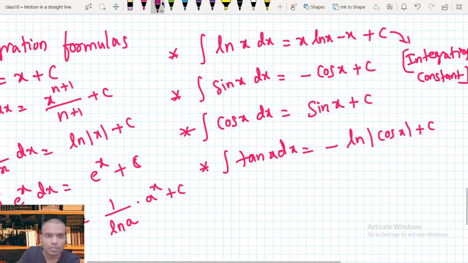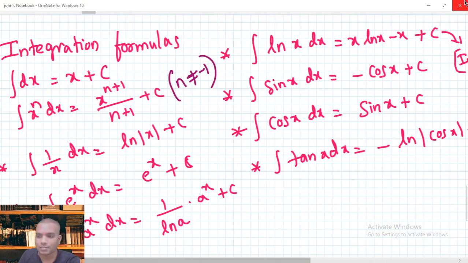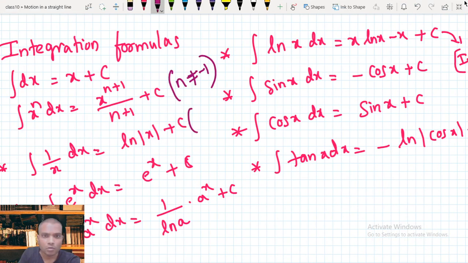Here one condition I need to specify: n is not equal to minus 1. If n equals minus 1, the x power n formula does not work, because the x power n value gets cancelled. And in the case of integral 1 by x, x is supposed to be greater than 0, because 1 by 0 goes to infinity, that blows up. So these are some general integration rules which we are going to use.